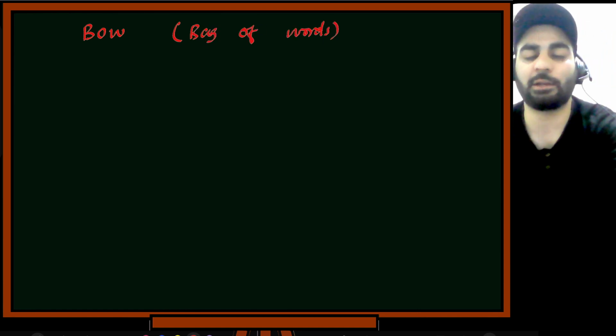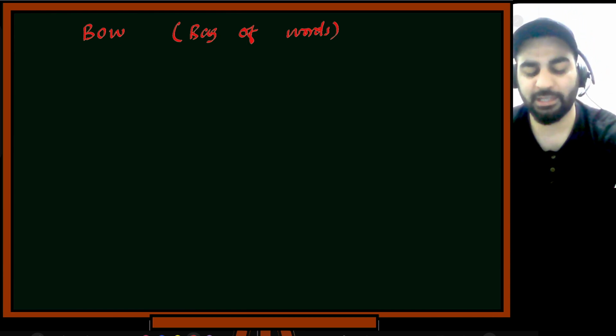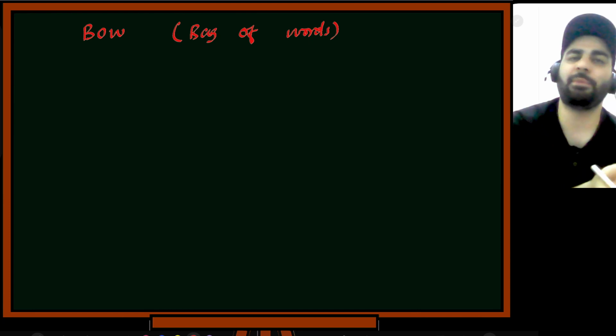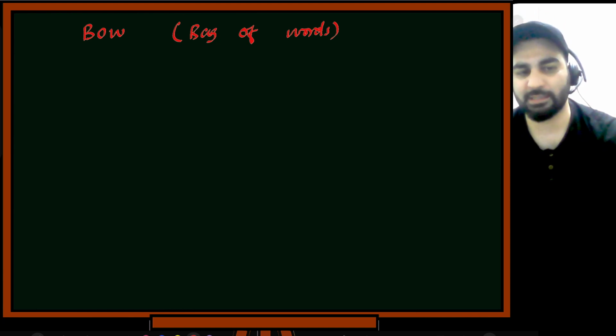This is the first technique that we'll learn. So what's the meaning of this bag of words? Again, you can say this is the technique by which you convert an email or a document, whatever you have, basically a document, into a vector. So what's the method of converting this? How does it work?